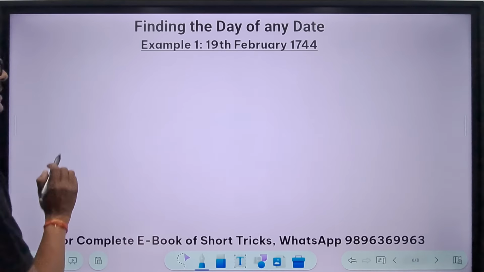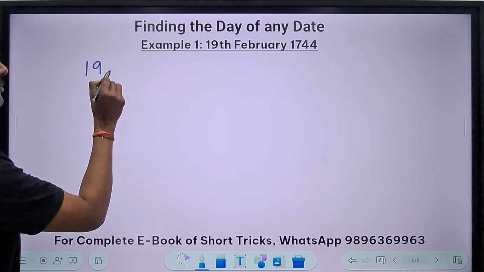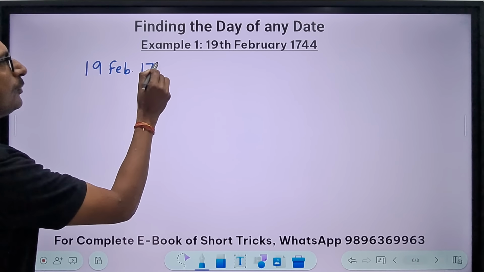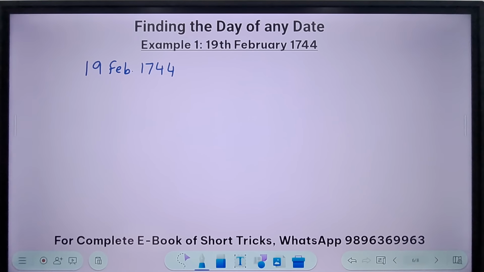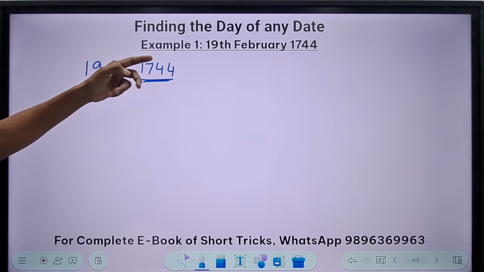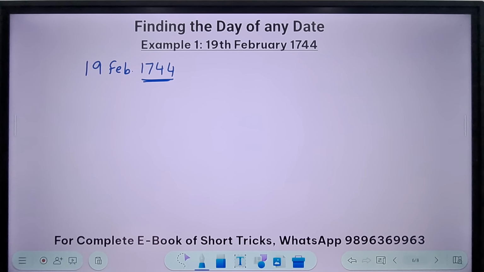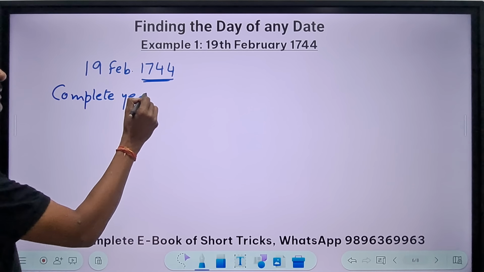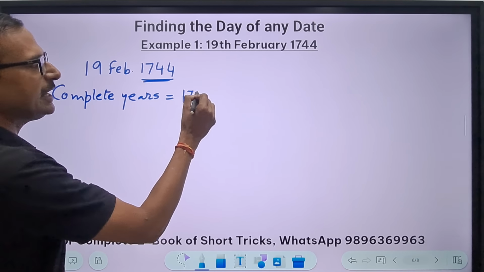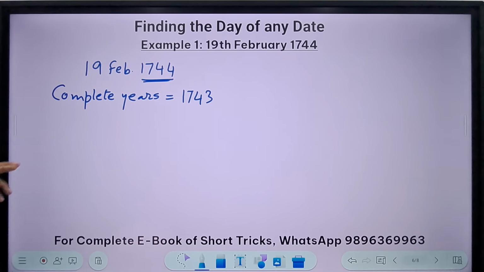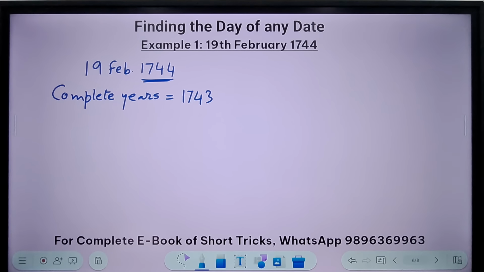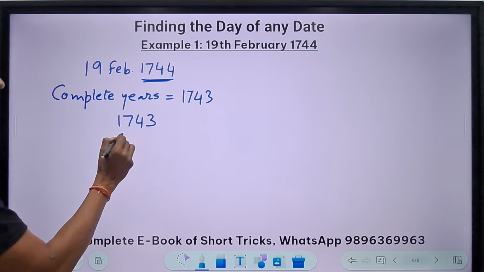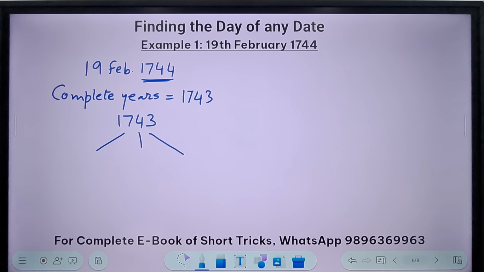Now the first thing is 19th February 1744. This year 1744 is an incomplete year because 1744 is the ongoing year. It is still going on. It is not yet complete. So the first thing you have to check is the complete years. The complete years in this case are 1743, right? Because 1744 year is going on. Now this 1743 complete years have to be divided into 3 parts.